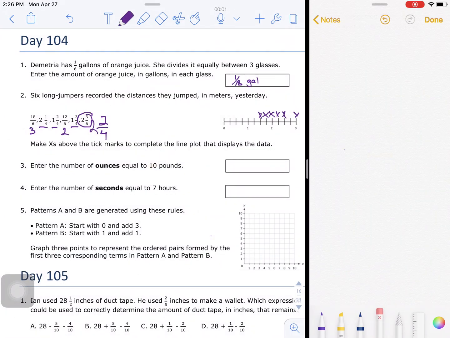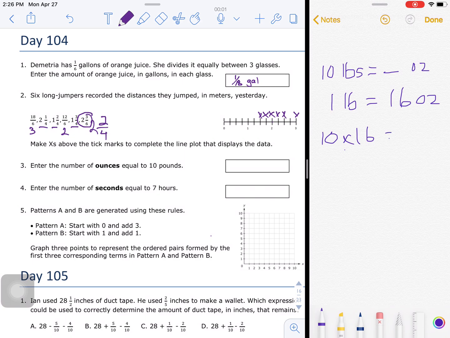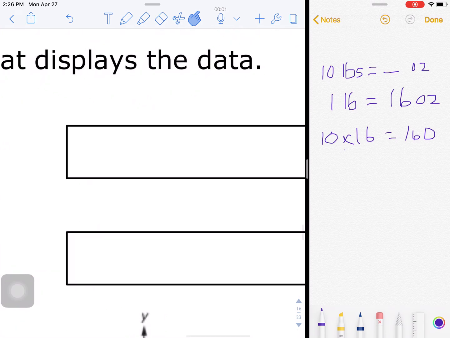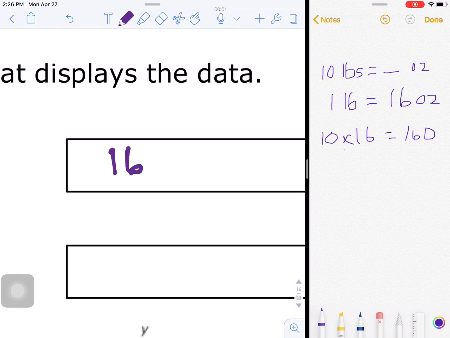Okay, problems 3 and 4 are similar because they are both conversion problems. You guys are getting good at these by now. So let's start with 10 pounds is equal to how many ounces? And we know that this is a dry weight because it's pounds. It's a weight, not liquid. So we have 1 pound is equal to 16 ounces. Therefore, we would take 10 times 16 to get 160 ounces. So 10 pounds is equal to 160 ounces.